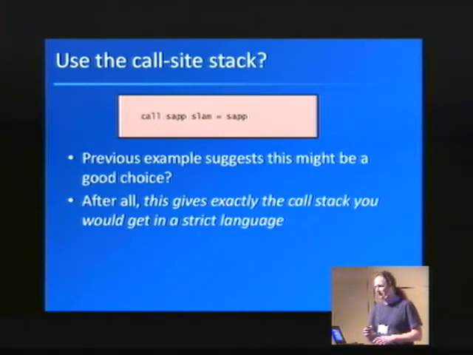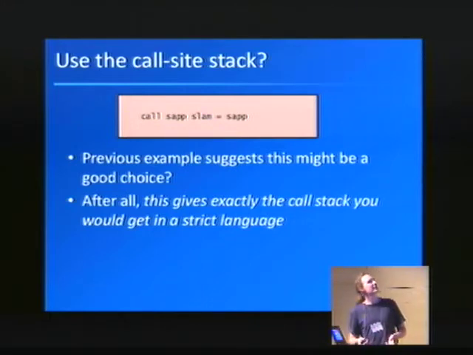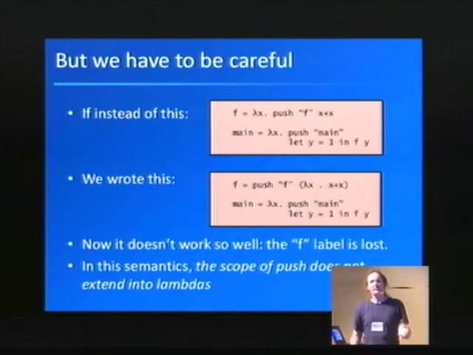So it seems like perhaps the definition of call that we want is just call sapp, slam is just sapp. And that seems like a sensible suggestion, because that's exactly what you would get if you were running a strict functional language. And the stack of the function call is just, well, we take the current stack and just start pushing more stuff on it. So let's run with that and see where we go.